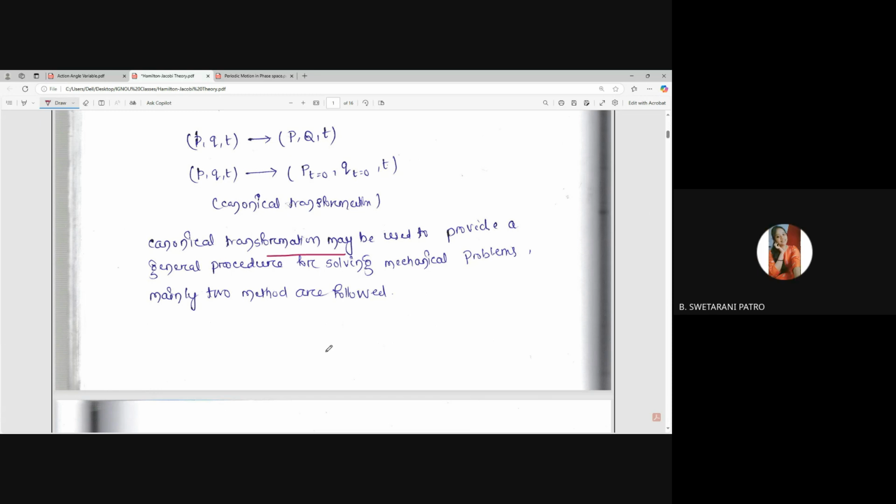Yes, sir. So in some problems you use polar coordinates, spherical polar coordinates. Why? Because in those coordinates that particular problem can be easily solved. It is difficult to solve using Cartesian coordinates. So similarly here, instead of small q, p, t we can use capital Q, P, t. Why this? Because there are two important kinds of procedures.